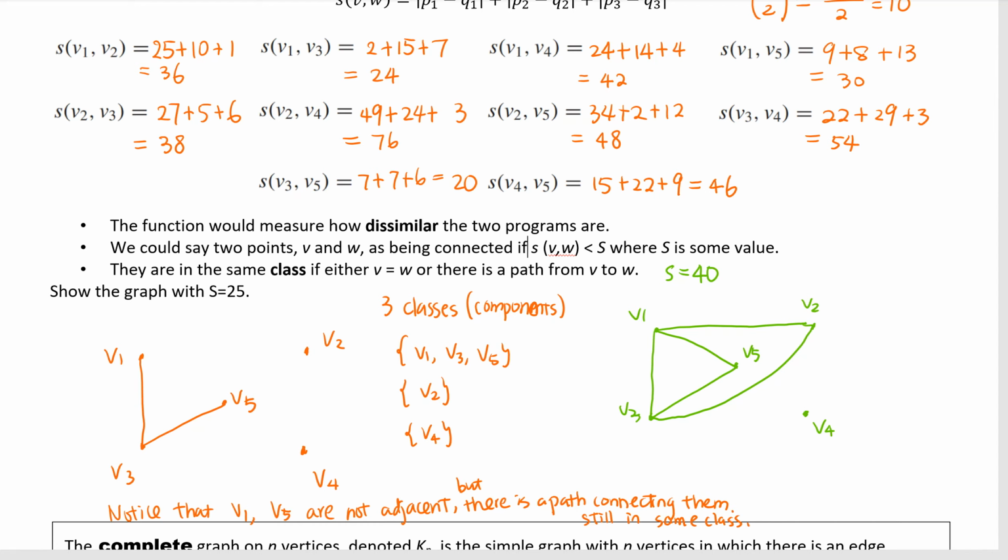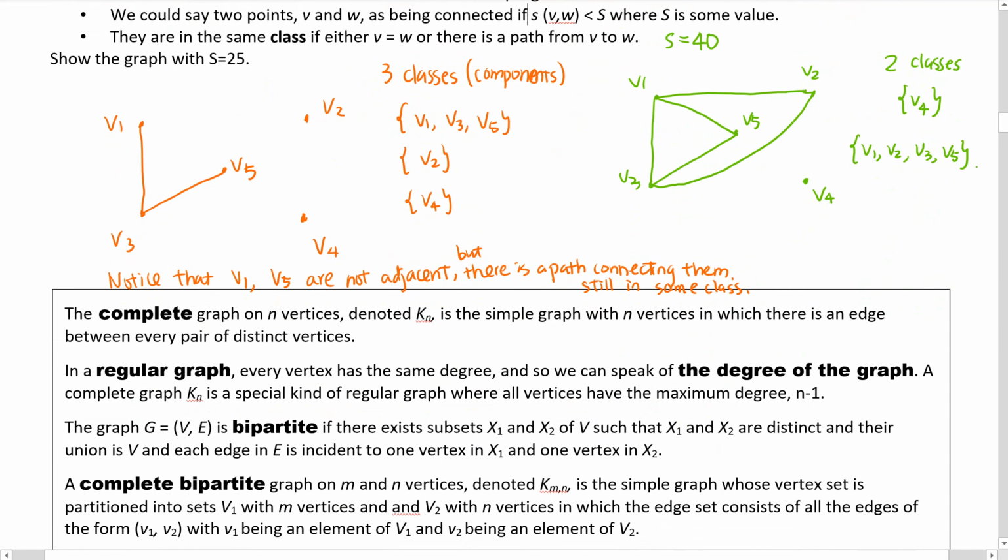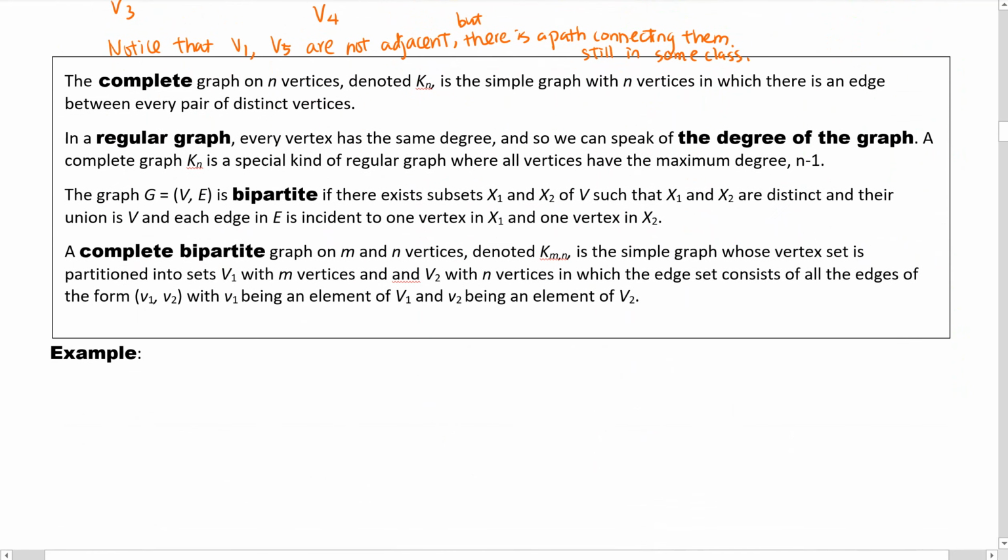Okay, so now you can see this is our new picture. And you can see we have two classes in this case. The first class is V4 by itself, and then we have V1, V2, V3, V5. So you can see that depending on the value of the threshold we pick, the graph could be different. Okay, so this is the similarity graph, used when we want to compare different programs or other things. Okay, let's continue.